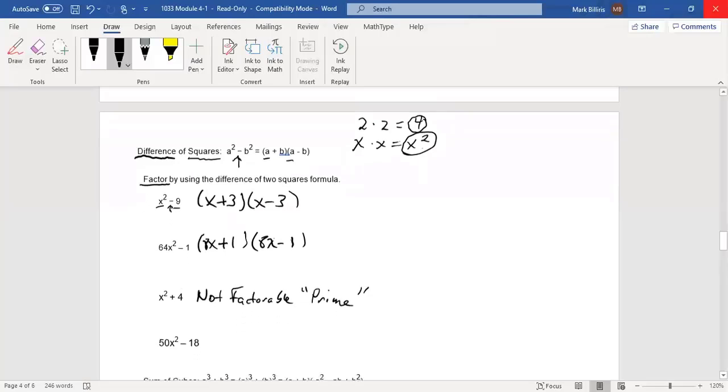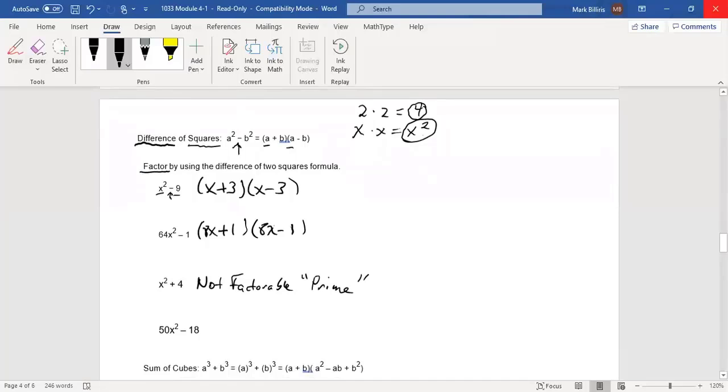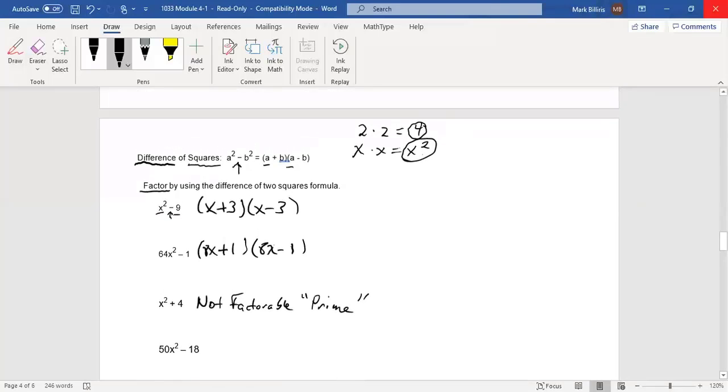The next example, 50x squared minus 18. So our first step in all factoring problems is to remove the greatest common factor. We know they're both even numbers, so we know that 2 can go into both of these values. So when we factor out a 2, 50 divided by 2 is 25, so we get 25x squared, and negative 18 divided by 2 is a minus 9.